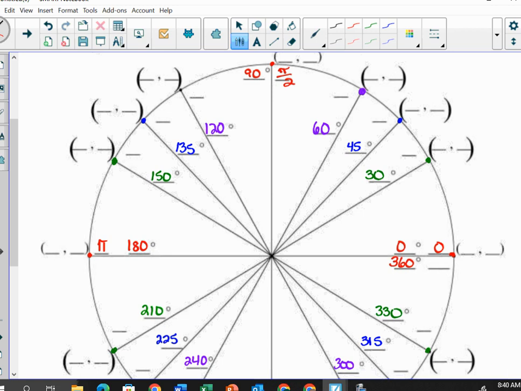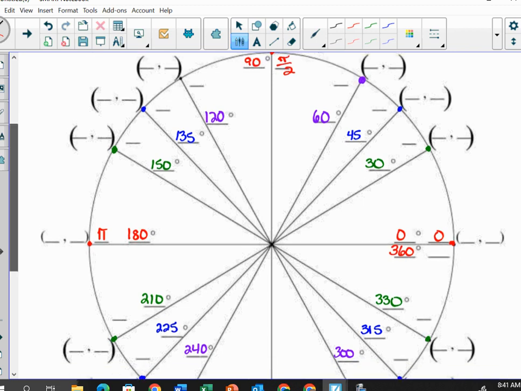270, that's 1.5 times 180. So 3.14 equals 180 degrees. No, 3.14 radians is 180 degrees. It's like inches and feet, remember? Okay. Pi radians is 180 degrees, yes.